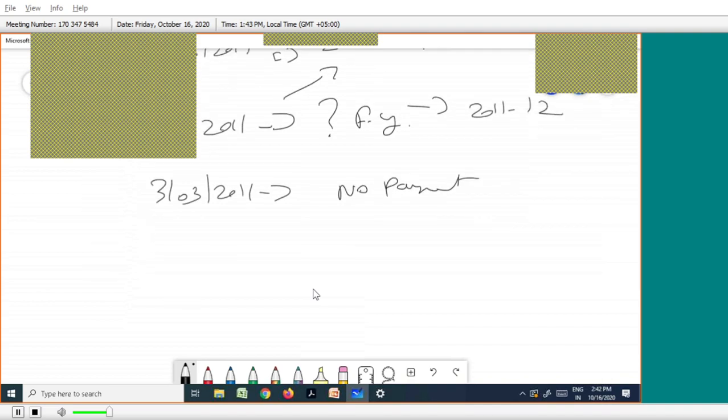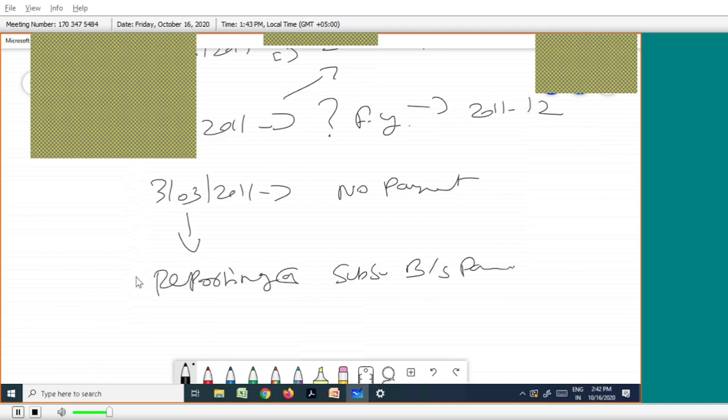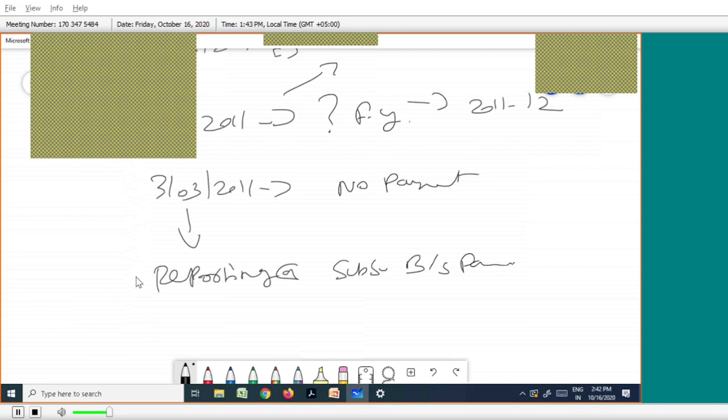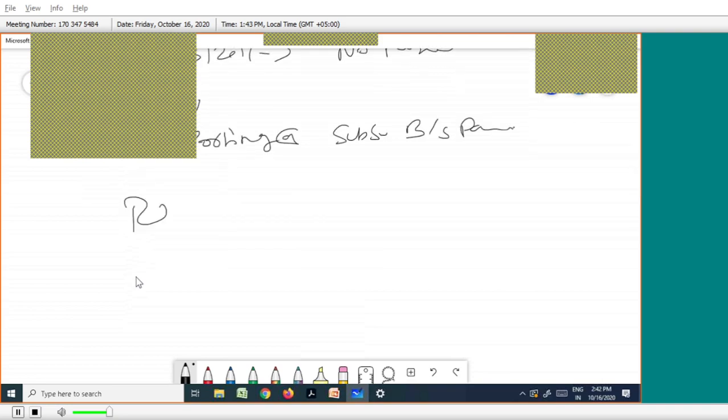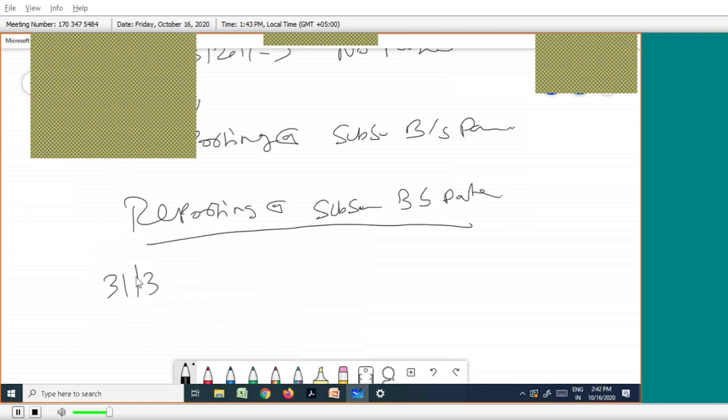On this date, what happened? On this 31st March 2011, it becomes reporting at the subsequent balance sheet date. Okay? So what should we do on reporting at the subsequent balance sheet date? On this 31st March 2011, monetary items should be reported at the closing rate.